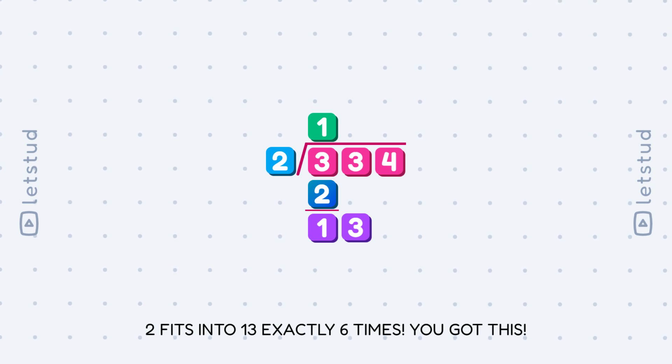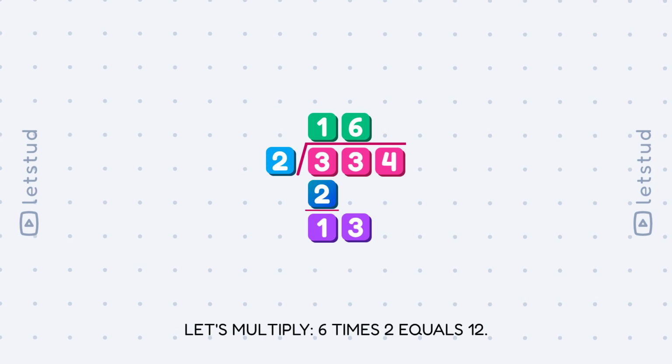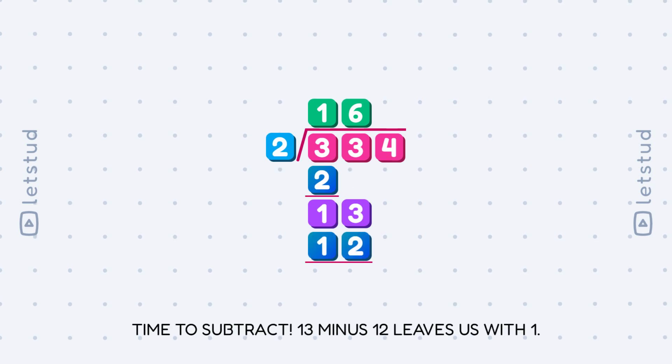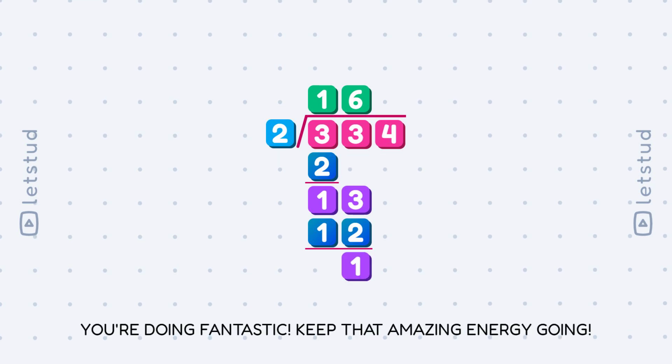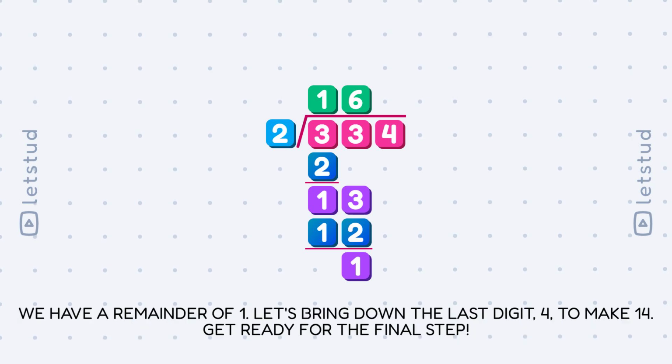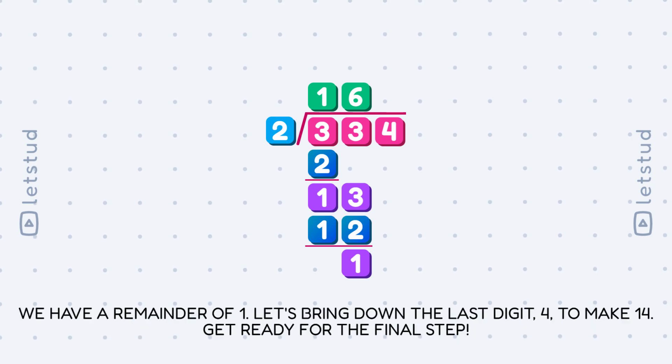You got this. Let's multiply. 6 times 2 equals 12. Time to subtract. 13 minus 12 leaves us with 1. You're doing fantastic. Keep that amazing energy going. We have a remainder of 1. Let's bring down the last digit, 4, to make 14.